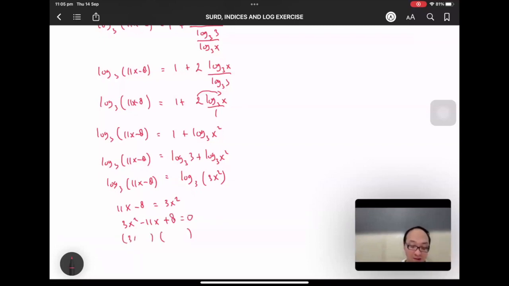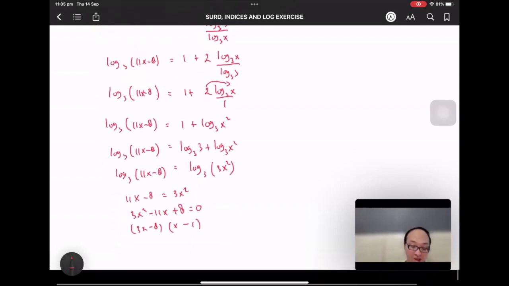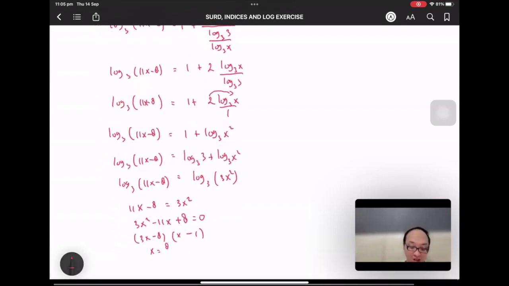So this is 3x, this is x. And to make it into 11, I have to make... 4 and 2 cannot, so it should be 8 and 1. So it's minus 8, minus 3, minus 11. So that means in here we have x equals 8 over 3 or x equals 1.